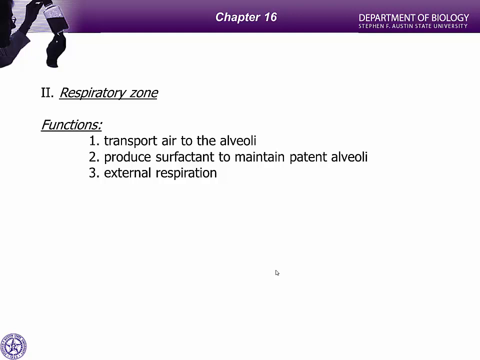Now, the remainder of our pathway is called the respiratory zone. We're continuing to transport air. We are beginning to undergo gas exchange. And remember, in the lungs, that is external respiration. But we're also going to have some cells that produce a very important substance called surfactant. And we're going to see that it breaks the surface tensional forces of water and helps keep the airways open so gas exchange can effectively occur.